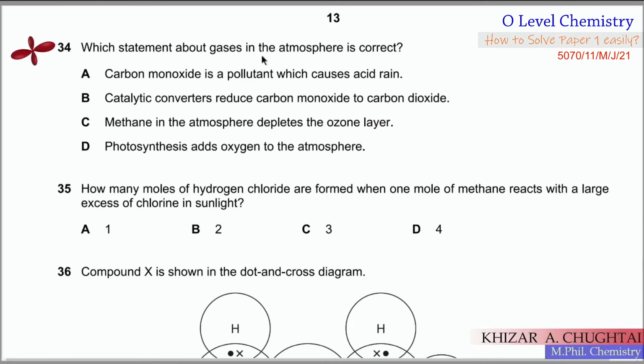Which statement about the gases in the atmosphere is correct? Number 1, carbon monoxide is a pollutant. Yes, it is a pollutant, but does it cause acid rain? No, it's not causing acid rain. A catalytic converter reduces carbon monoxide to carbon dioxide. This process is not reduction, it is basically oxidation. So that's why this option is wrong. Methane in the atmosphere depletes the ozone layer. No, methane is not going to deplete the ozone layer. Photosynthesis adds oxygen to the atmosphere. Yes, so D is the correct option.